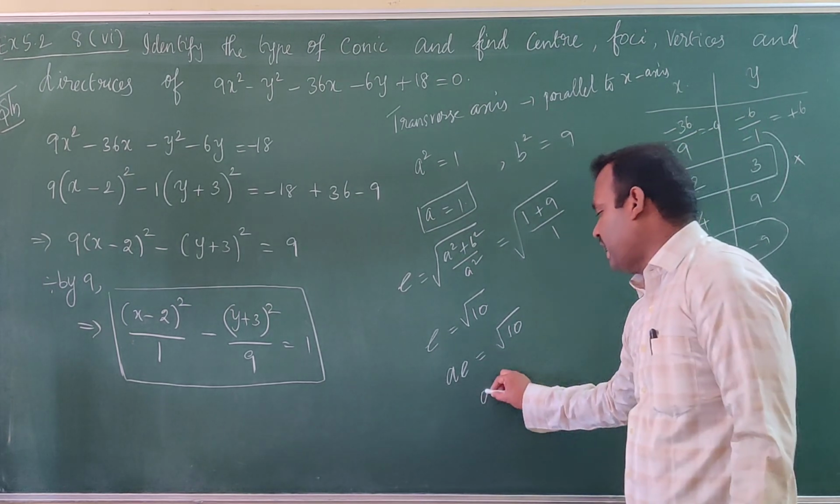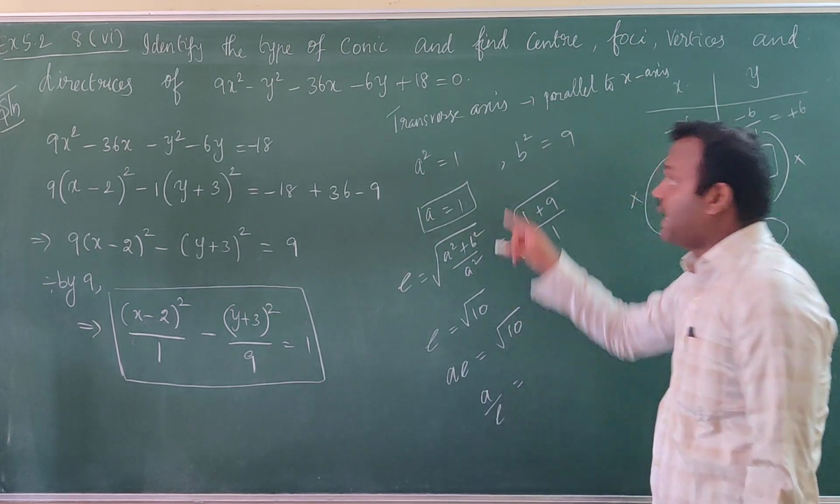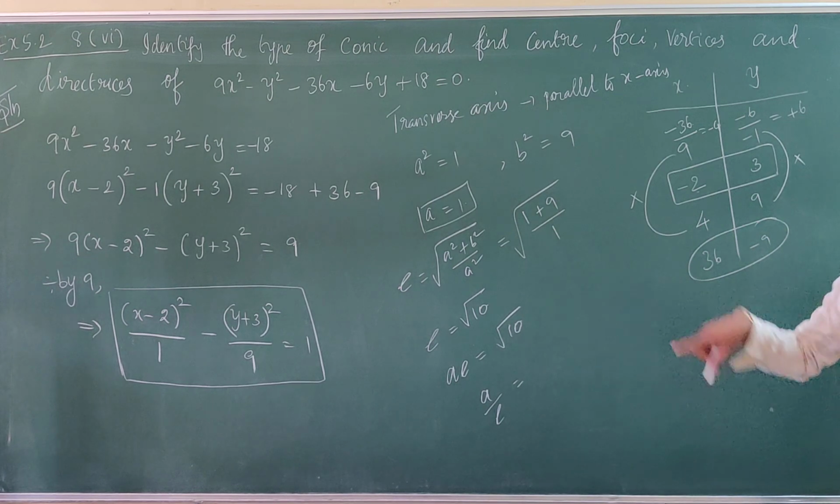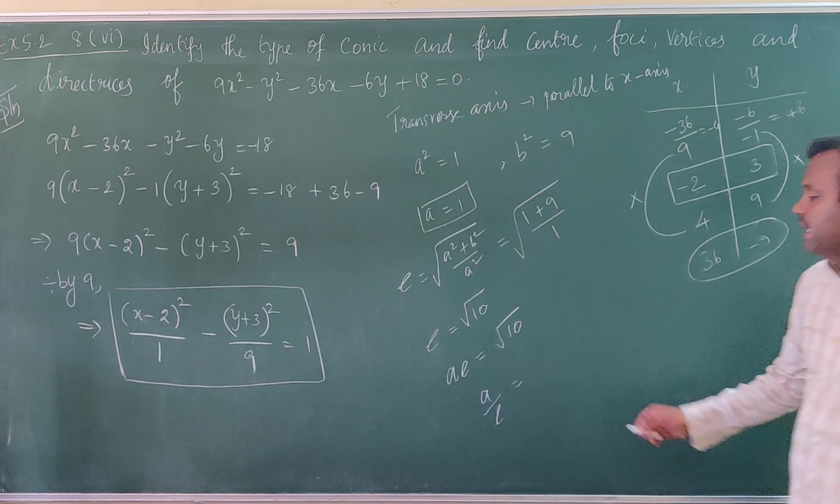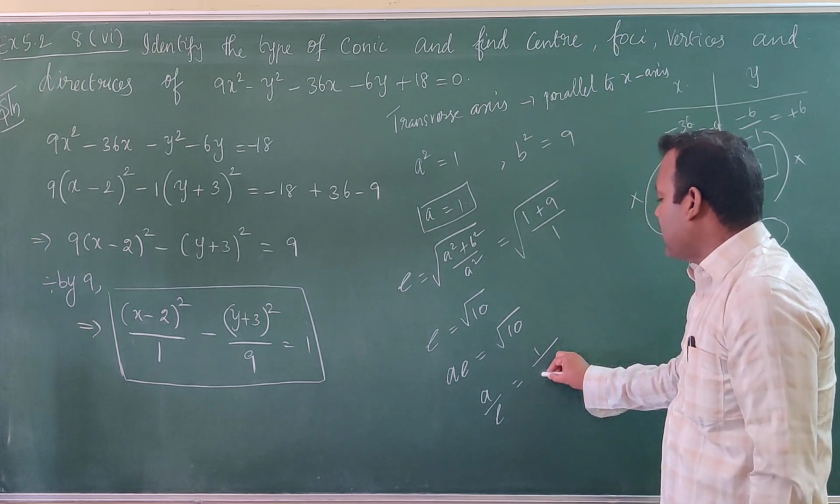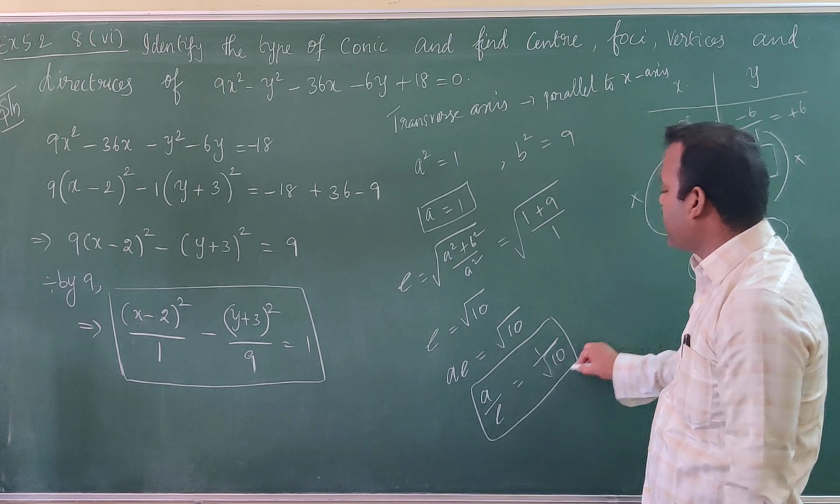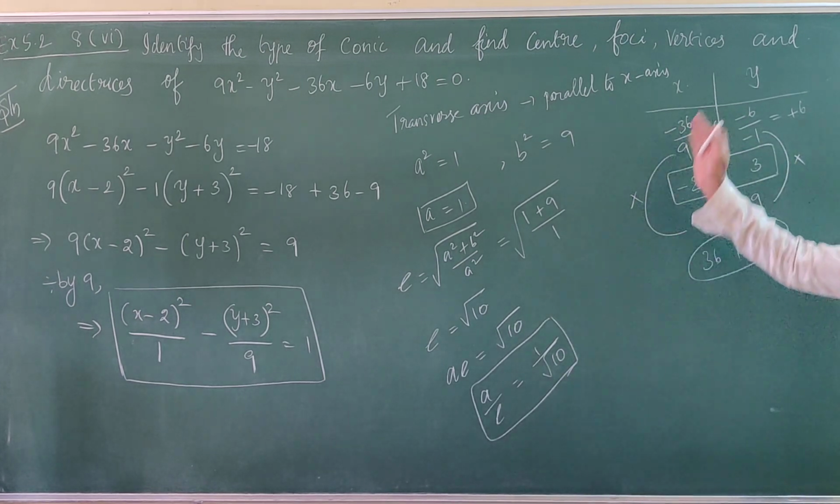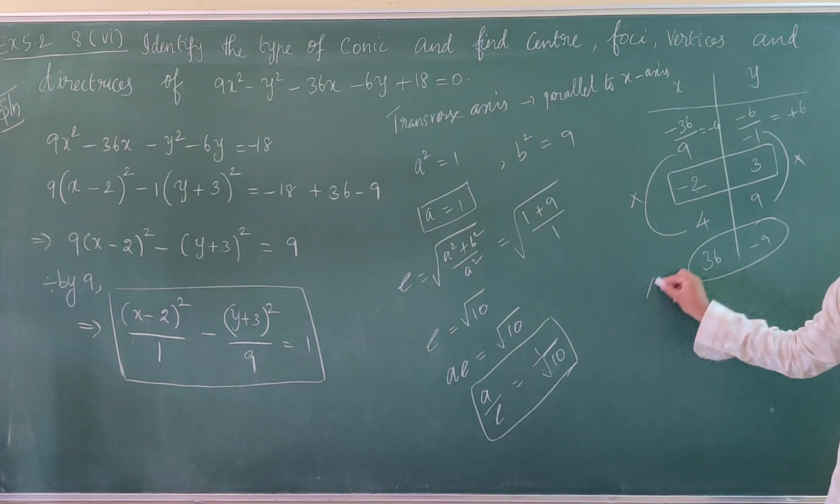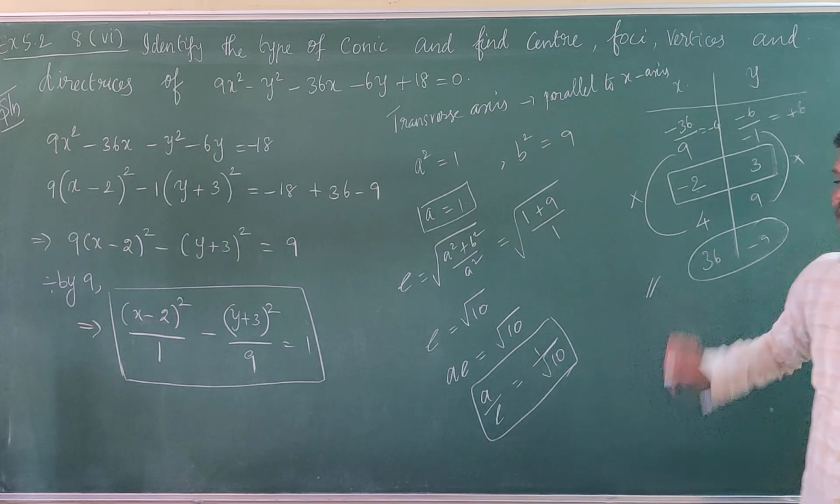Next we are going to find a by e, because you are asked to find the directrices. In the directrices you are having the term a by e. So a is 1 and e is root 10, so your a by e is 1 by root 10. Next you have to tabulate the values in the tabular column.